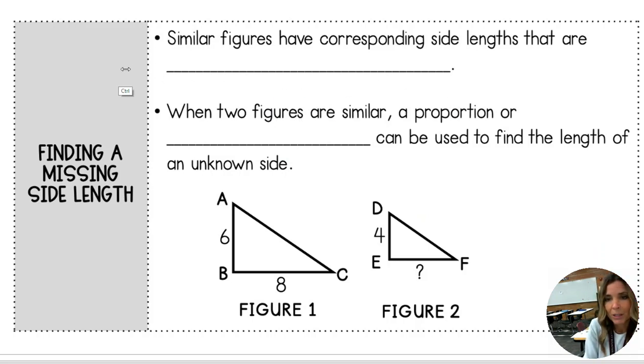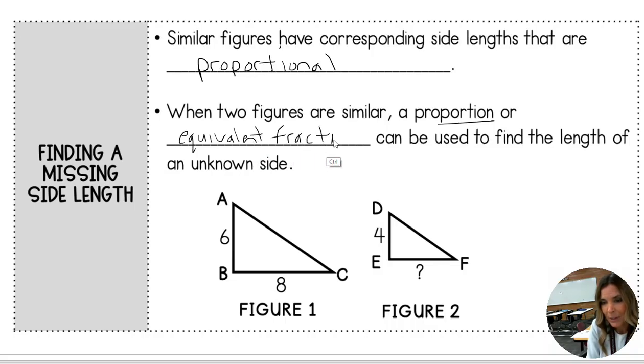Similar figures have corresponding side lengths that are proportional. When two figures are similar, a proportion, or the idea of equivalent fractions, can be used to find the length of an unknown side.